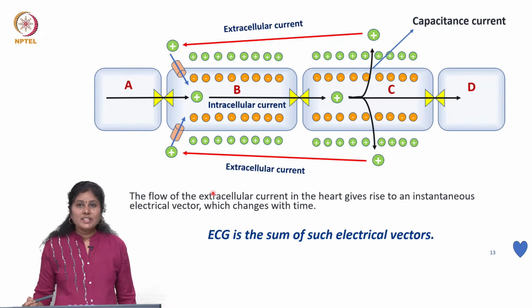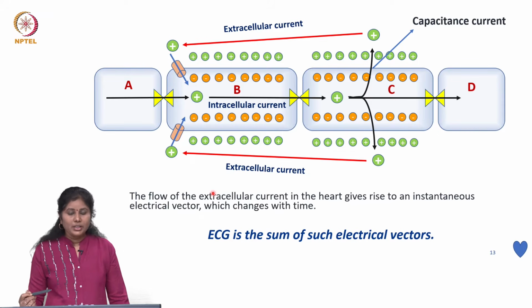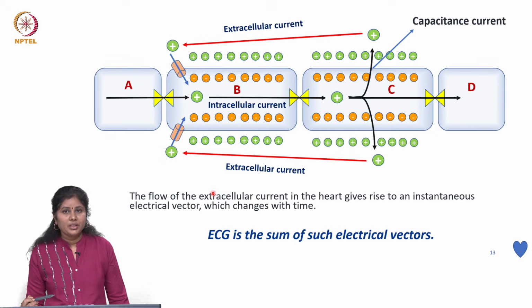The flow of this extracellular current in the heart gives rise to an instantaneous vector in the heart, and this changes with time. ECG is nothing but the sum of all these electrical vectors which are recorded at one particular plane and at one particular time.